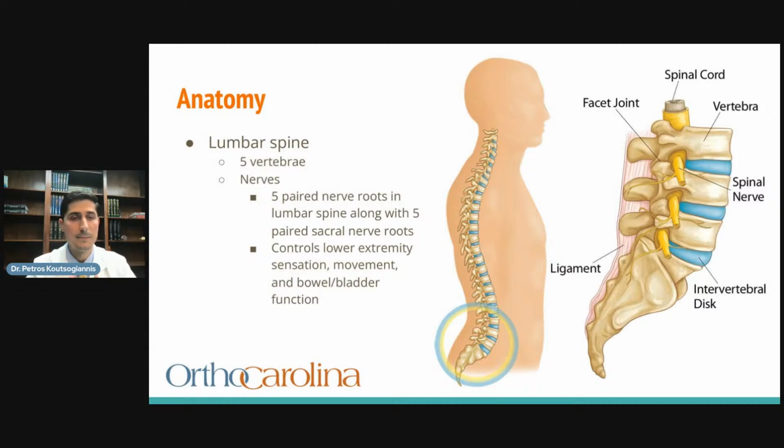Now, as we look in between these 2 areas, in front of the facet joints and just behind the vertebrae and the discs, we'll find something called the nerve roots. Here, there are 5 paired lumbar nerves and 5 paired sacral nerves. These nerves provide sensation and movement to our lower extremities, and also our bowel and bladder function. If affected, they can also create nerve pain and affect the overall function of our lower extremities.